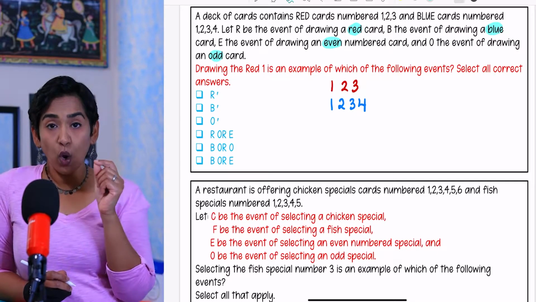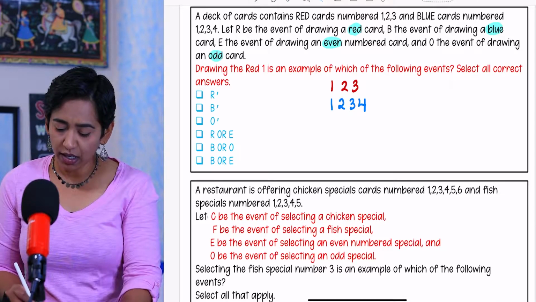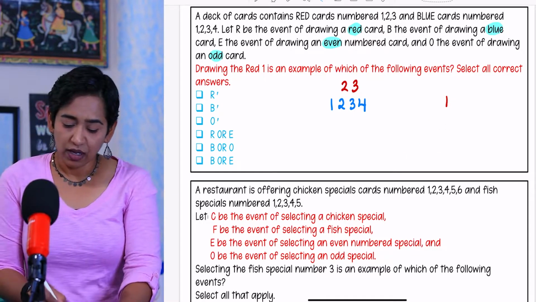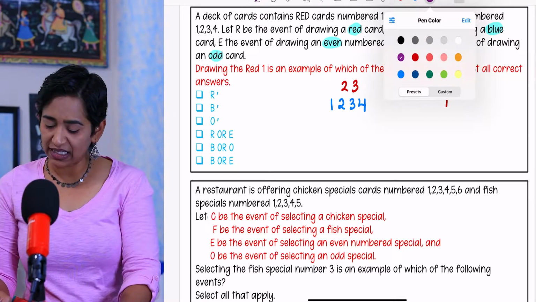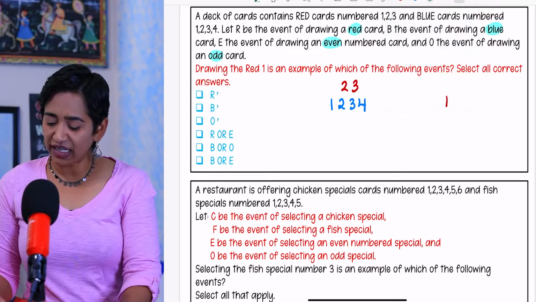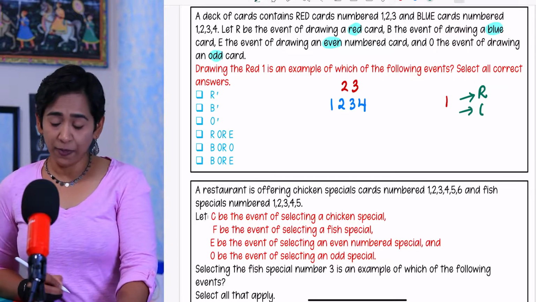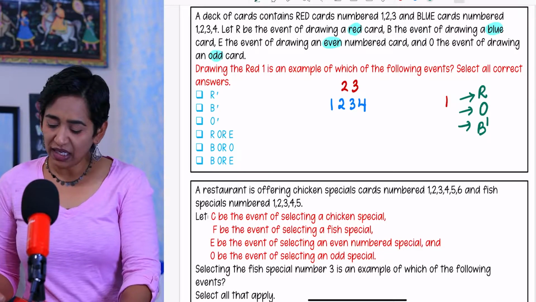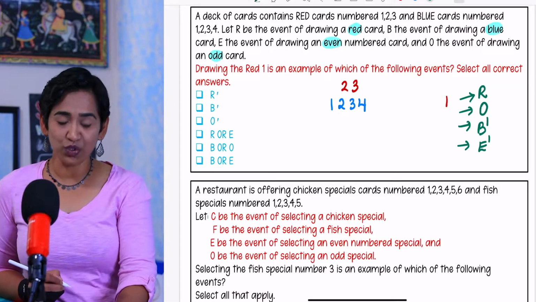So drawing one red card. That means I am taking this one red card and I am drawing it out, right? Do you see that? Now what happened? I'm going to use a different color, let's say green. So this is definitely a red card, right? This is odd. This is definitely not blue, right? This is definitely not even. So let's go ahead and see which one is our options.